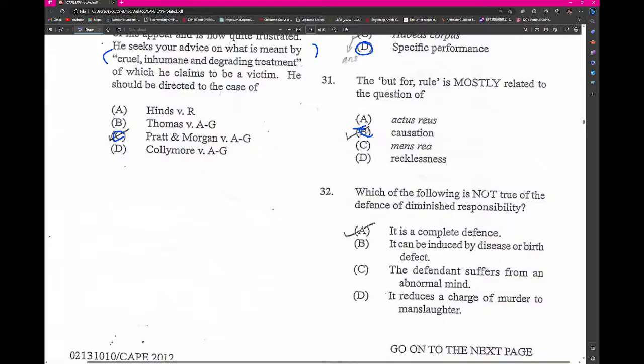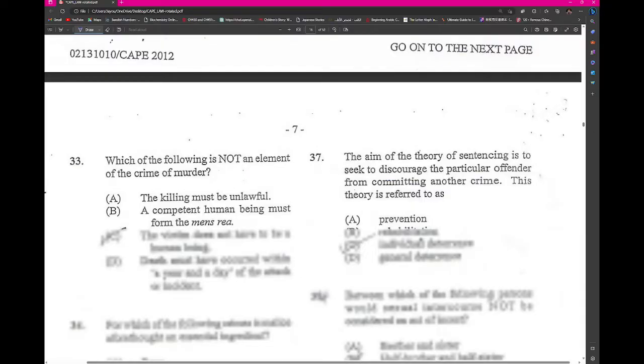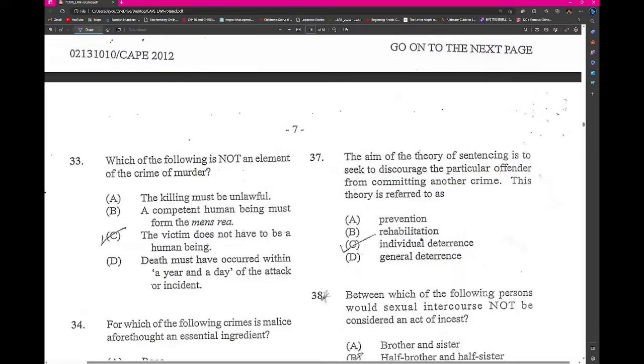Which of the following is not true of the defense of diminished responsibility? Right, it is a complete defense. That's not true. Which of the following is not an element of the crime of murder? The victim doesn't have to be a human being. Alright, this must have competent, beginning must be on law. Wonderful, so C would be the best answer.